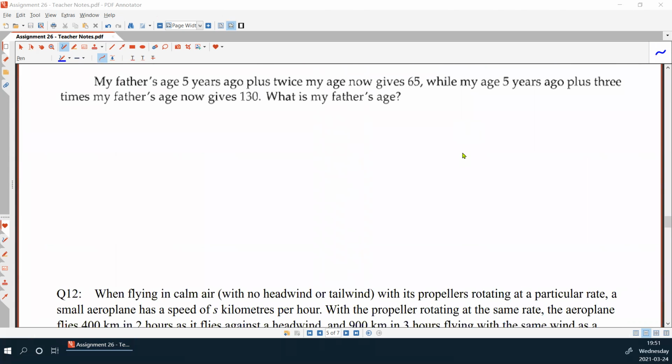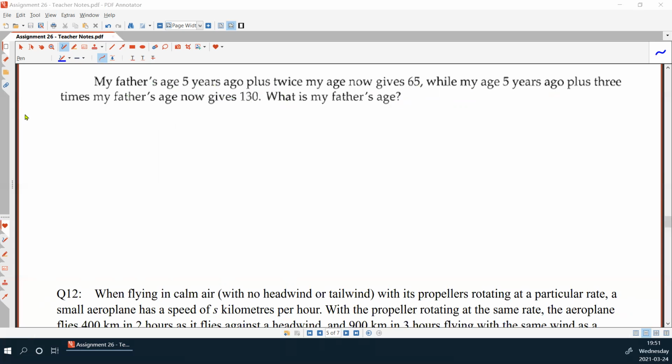Question 11. My father's age 5 years ago plus twice my age now gives 65, while my age 5 years ago plus 3 times my father's age now gives 130. Okay, so this is the information we have, right? Based on this information, we want to know my father's current age.